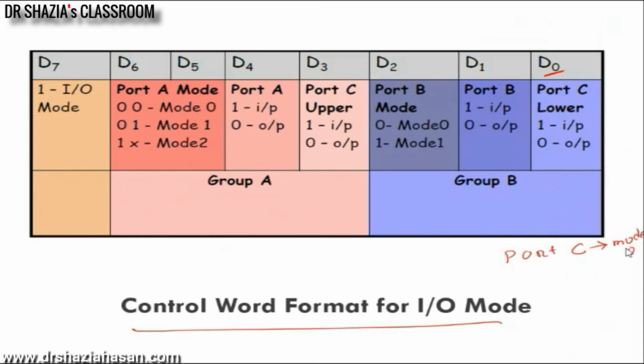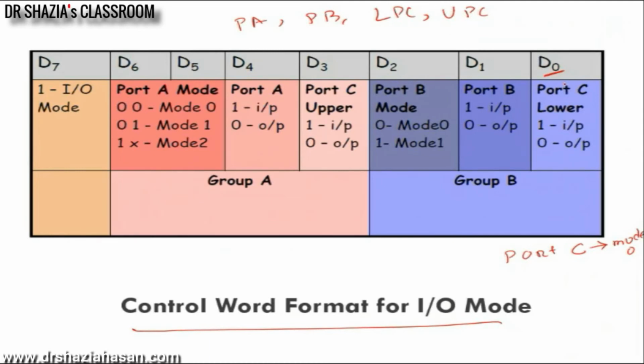The port is capable of doing only simple I/O transfer. It cannot do handshaking. So here port C can only operate in mode 0. And port C can be broken up into two ports. We have port A, port B, and lower port C, upper port C. Lower port C can behave as input or output, and upper port C can independently behave as input or output.